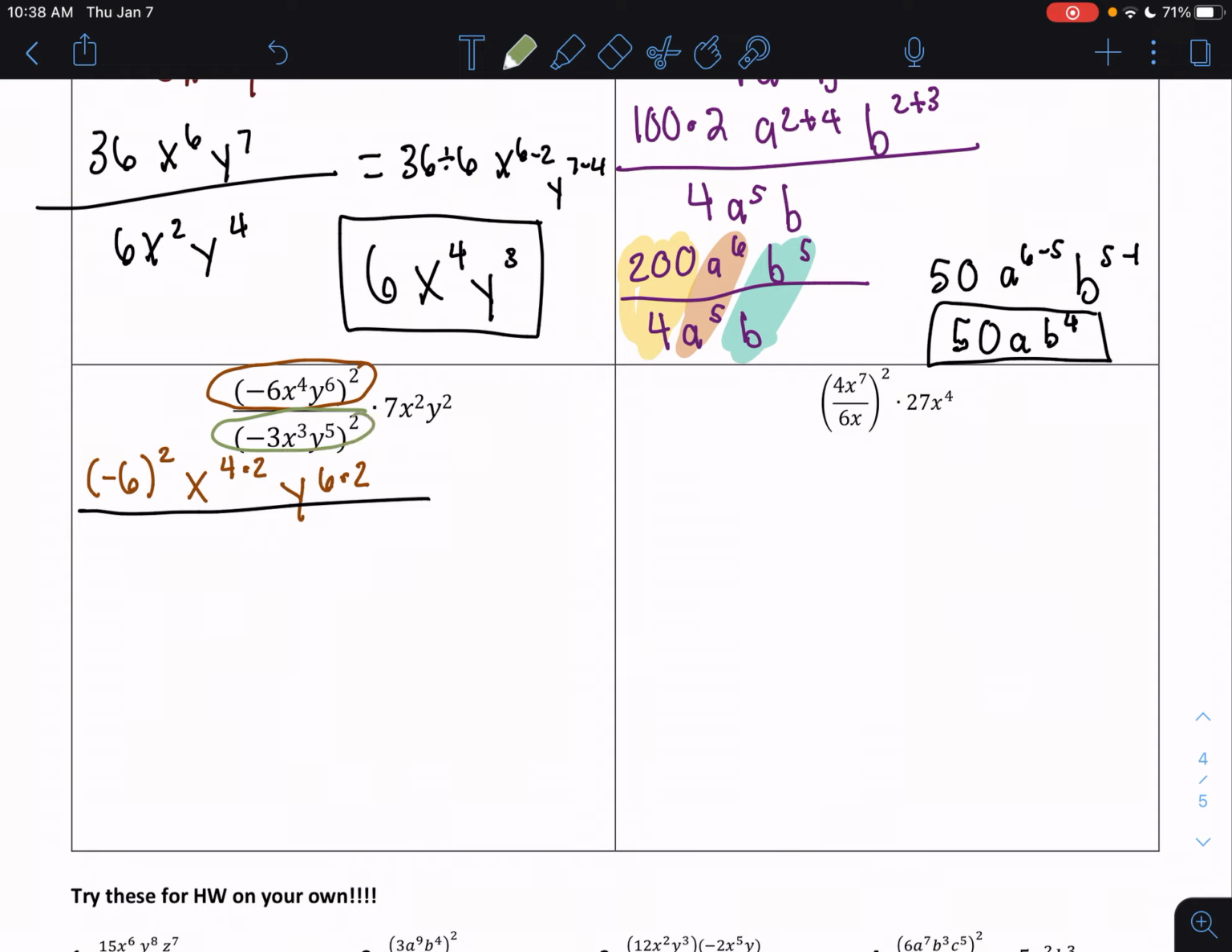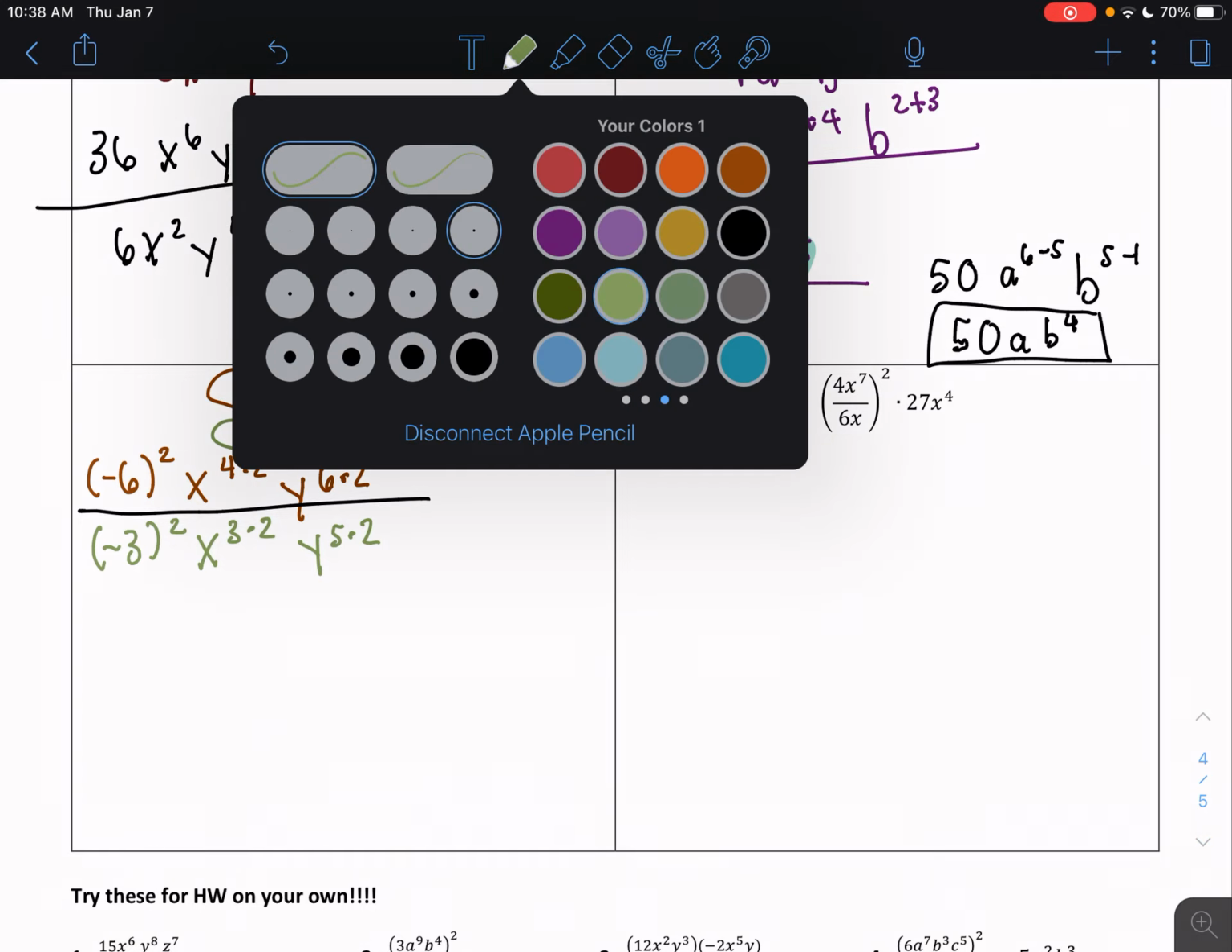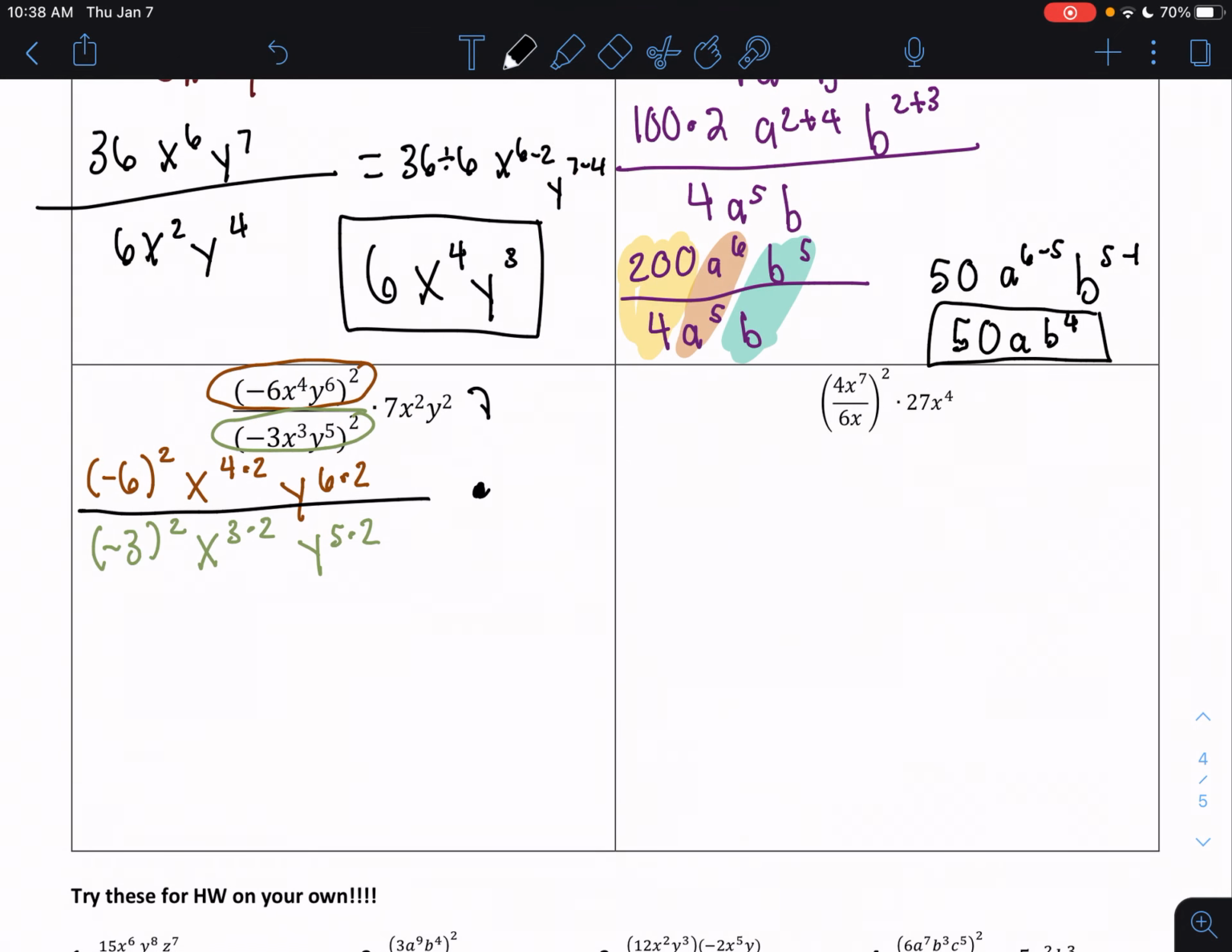Let's look at just the bottom of our fraction here. So we have negative 3 squared. X to the 3 times 2. And y to the 5 times 2. And then to the side here, I'm just going to bring this down and write 7x squared, y squared. Okay, let's focus on just our fraction now. We'll worry about that to the right later. Let's just focus on our fraction and simplifying it.